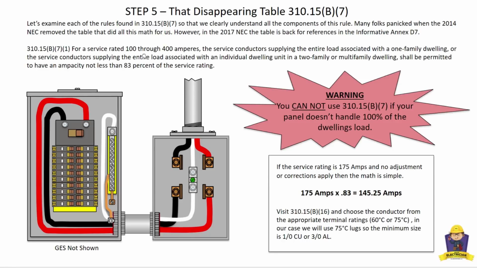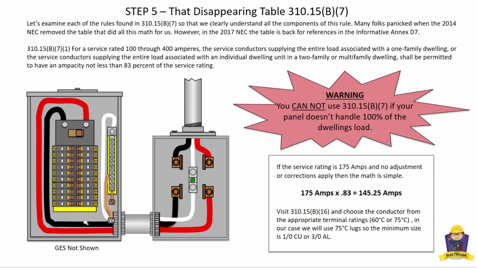It only applies here. It says the service conductor supplying the entire load associated with the one-family dwelling, or the service conductor supplying the entire load associated with an individual dwelling unit in a 2-family or a multifamily dwelling, shall be permitted to have the ampacity, this is the conductors, if you will, rated not less than 83% of the service rating. Okay, so these are the service conductors. Here's your service conductors coming in. In this case, it looks like they're service conductors overhead. And they're coming in, they're going through the meter, and they're coming over, and they're going here, here.